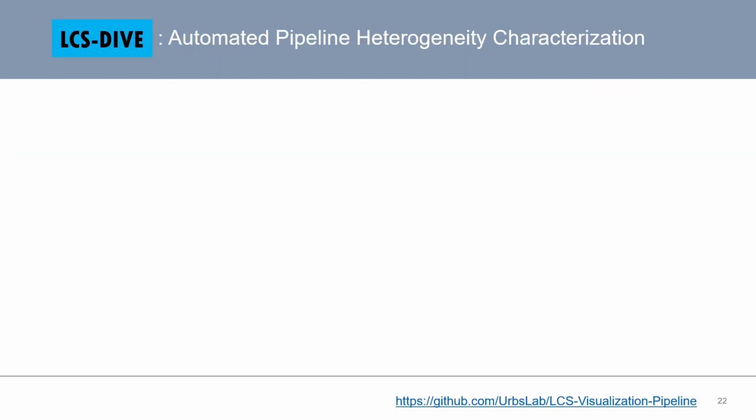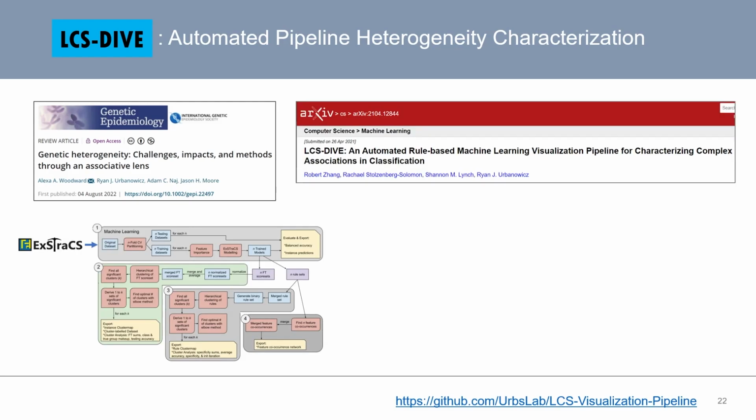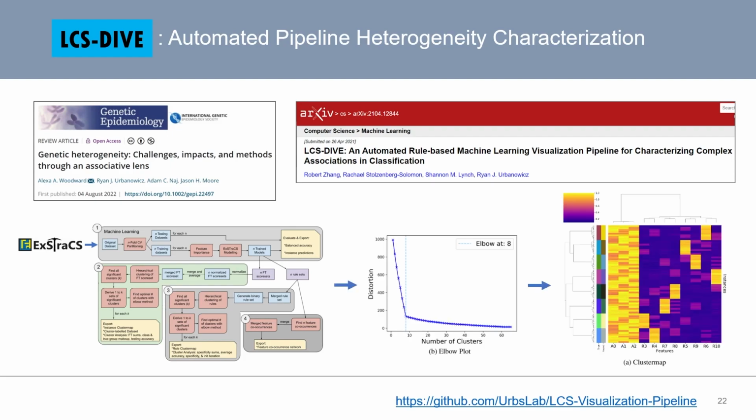Probably one of the most unique focuses of methodological development in the URBS-Lab is on the ability to detect and characterize heterogeneous patterns of association. Recently, we published a review paper covering the challenges, impacts, and methods used to tackle genetic heterogeneity. And as mentioned, we're actively developing LCS-Dive, an automated pipeline to take the output of ExSTRACS, including the rules and attribute tracking scores, and automatically identify heterogeneous subgroups in data, where different subgroups have different single or combinations of risk factors that predicted their outcome. You can check out LCS-Dive at the GitHub link here.